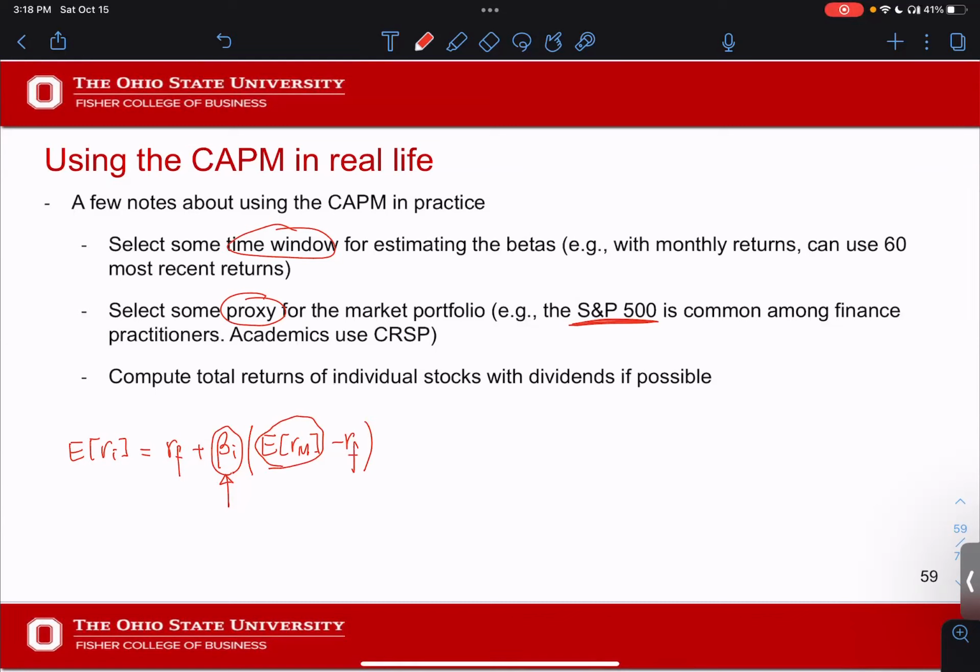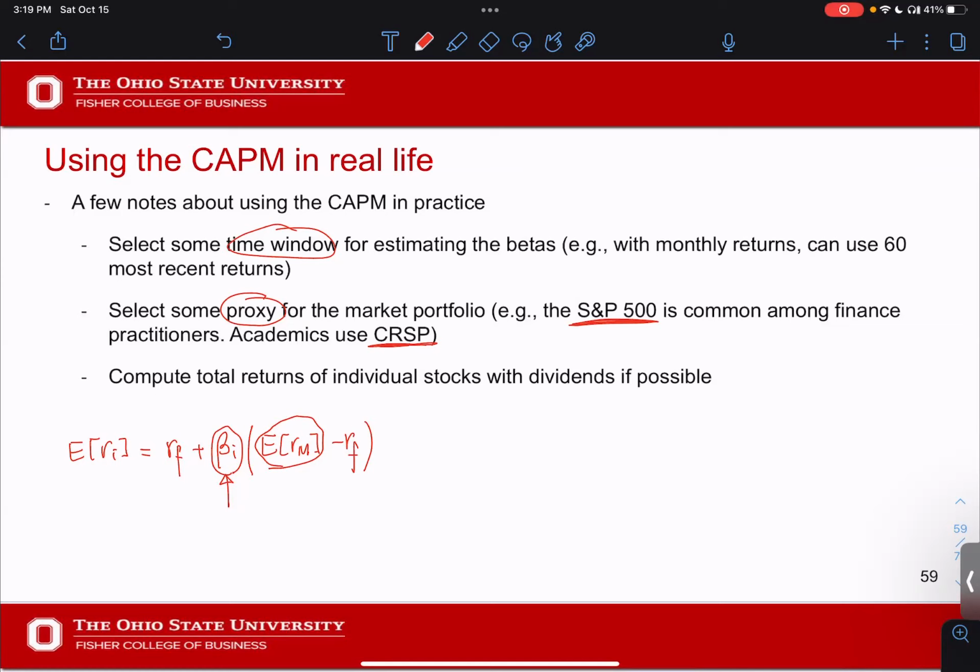And in academia, we use CRSP. CRSP is a data set that includes all the publicly traded firms. So we use value weighted average, as we learned very early in this semester, the market capitalization weighted average to calculate the market portfolio using all the stocks.